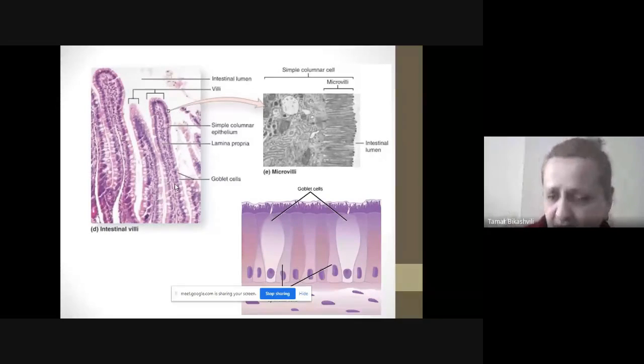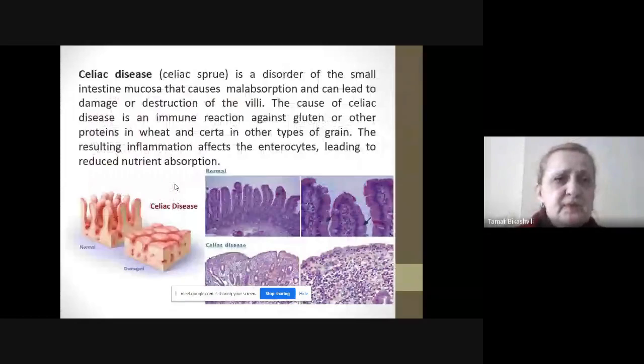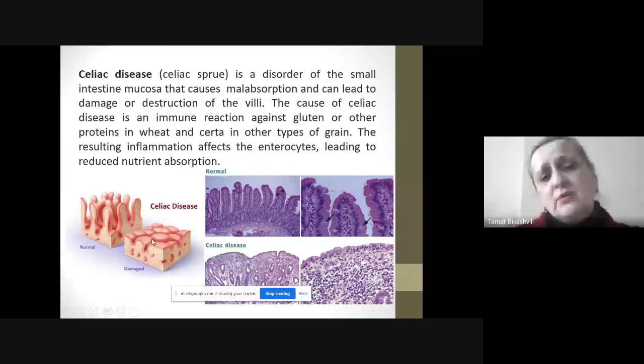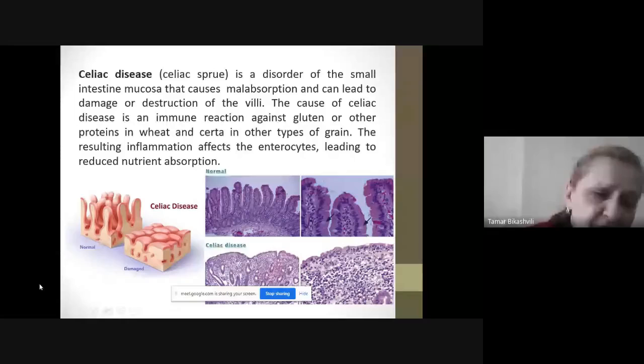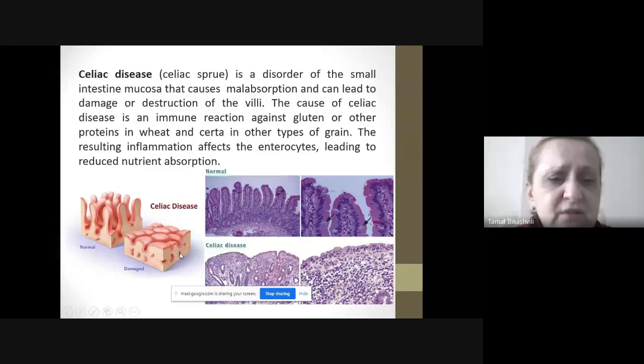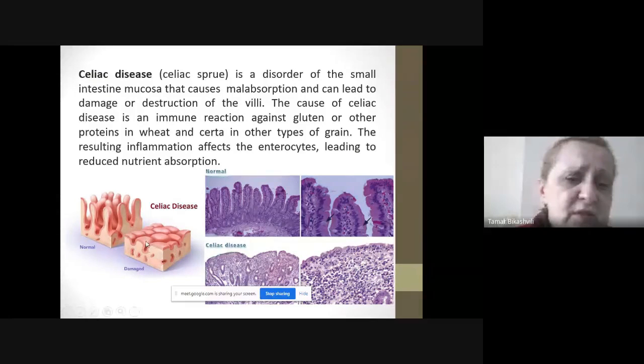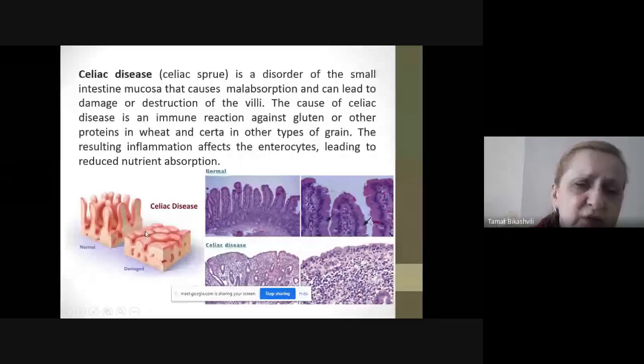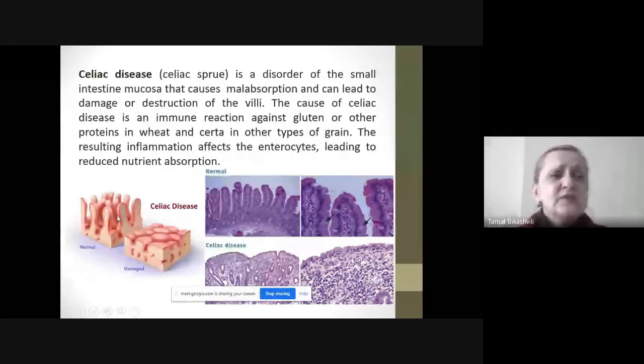I think you have heard about such a disease, celiac disease. So what is celiac disease? Here is visible the normal and the damaged surface of the epithelial lining, the damaged microvilli and the normal microvilli. So what is celiac disease?